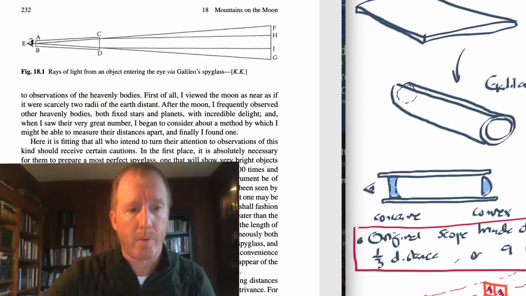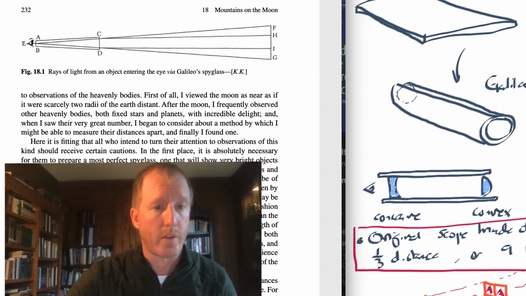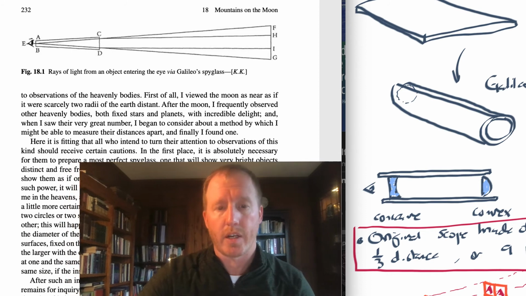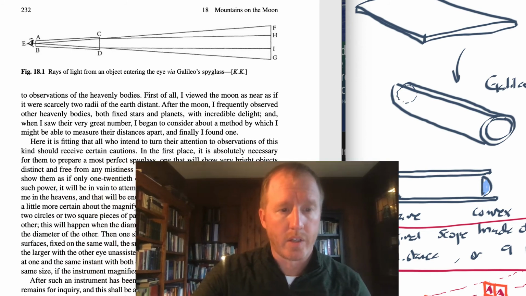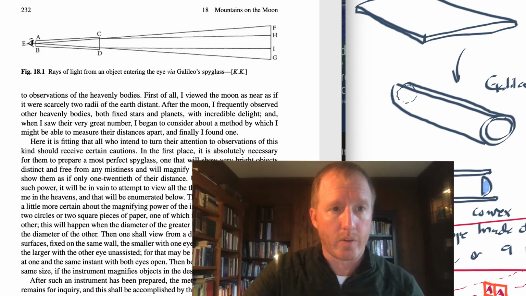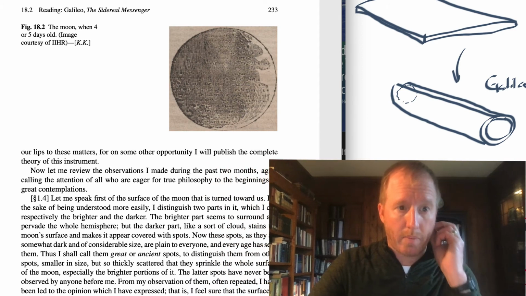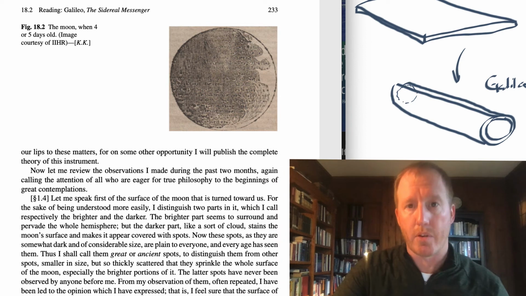In the next couple of paragraphs, he's going to describe a little bit more about the theory of his telescope and the relationship between the apparent size and the apparent distance. So I'm going to skip over that for now, jump on to the next page. And in the next page, he's going to talk about some of the specific observations that he makes.